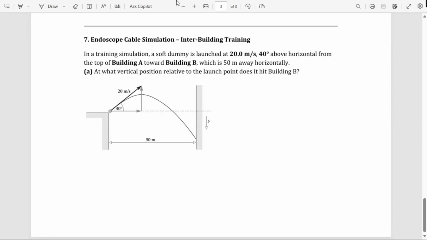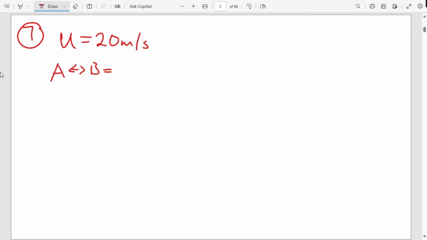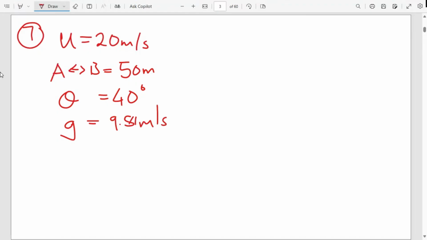So what are we going to do in this question? This is a very practical, simple question. First, let's get our data. We've been given our initial velocity to be 20 meters per second. We've also been given the distance between A and B, which is equal to 50 meters. We've been given the launch angle, 40 degrees. And we also know there is gravity in this case, which is 9.81 meters per second squared.